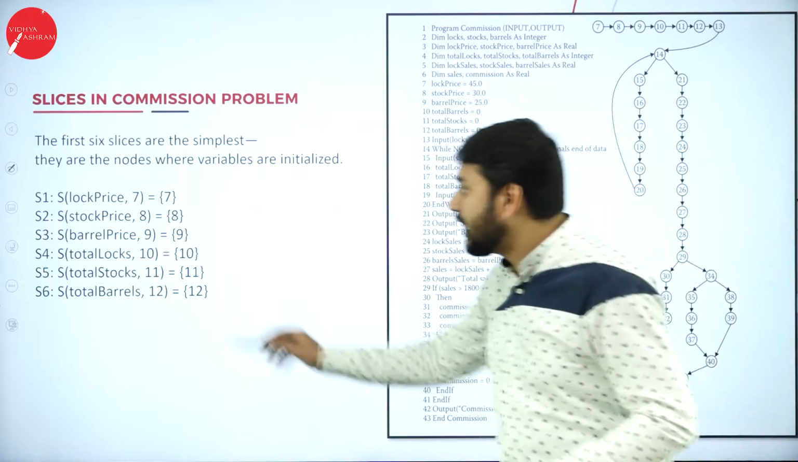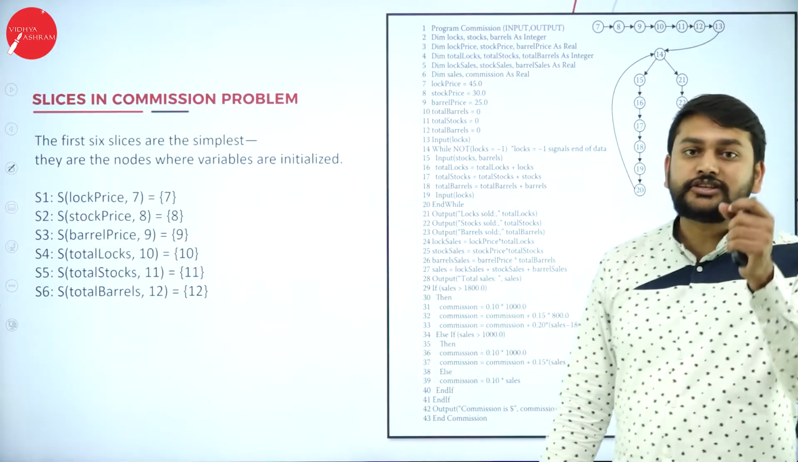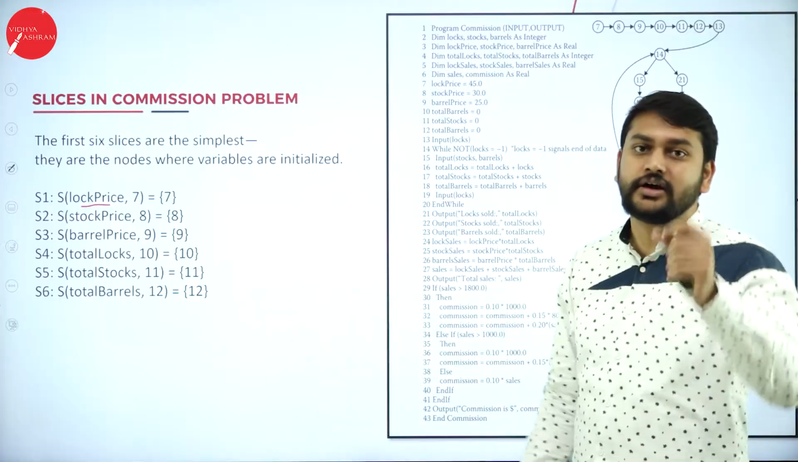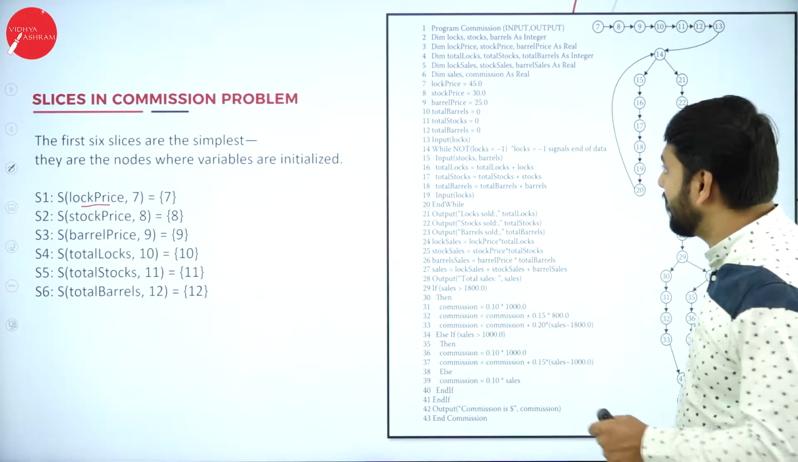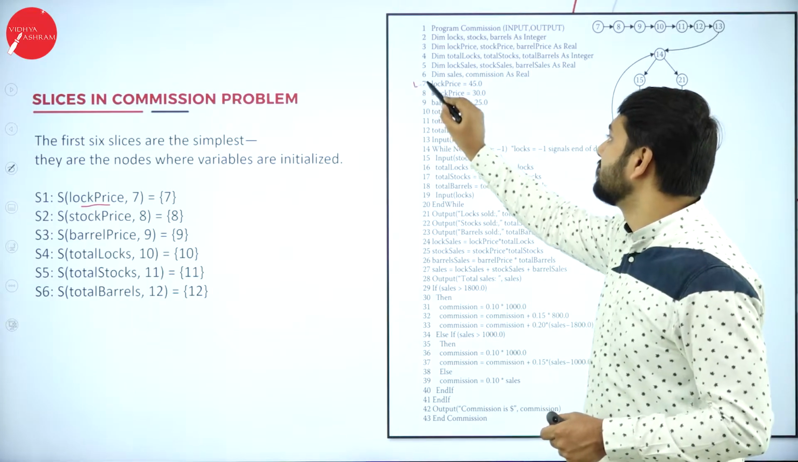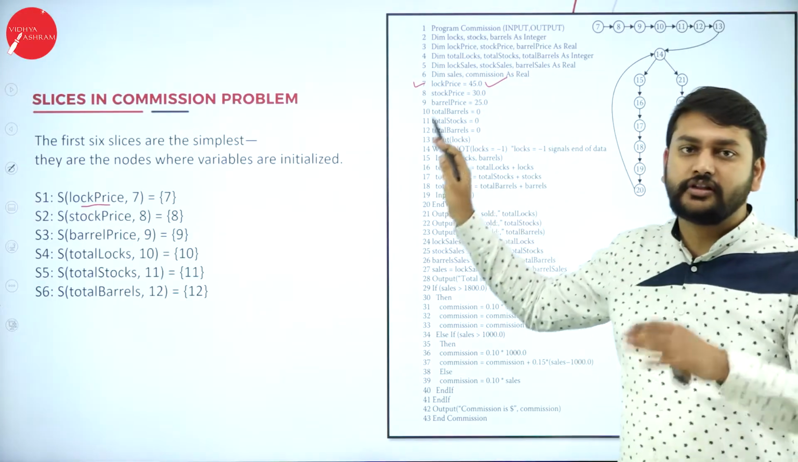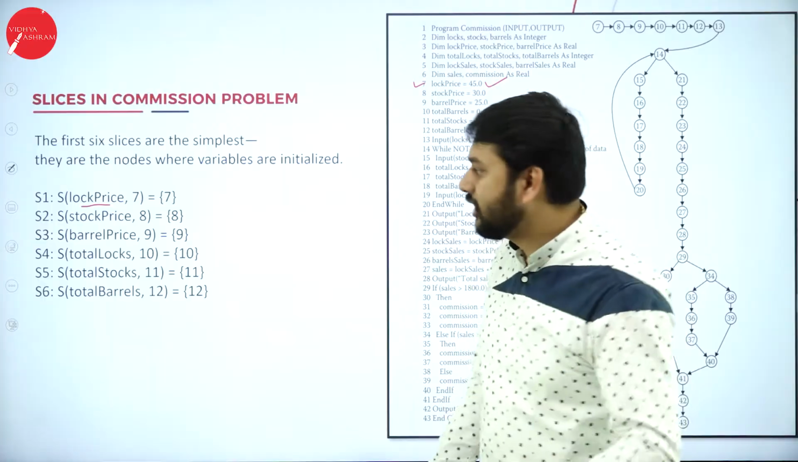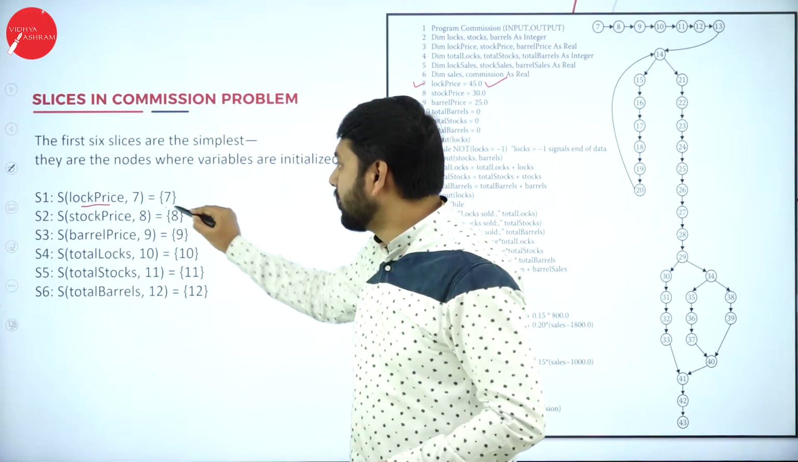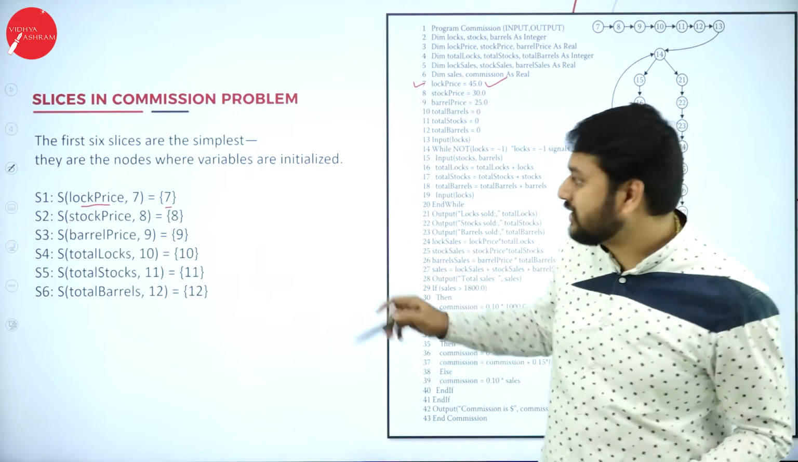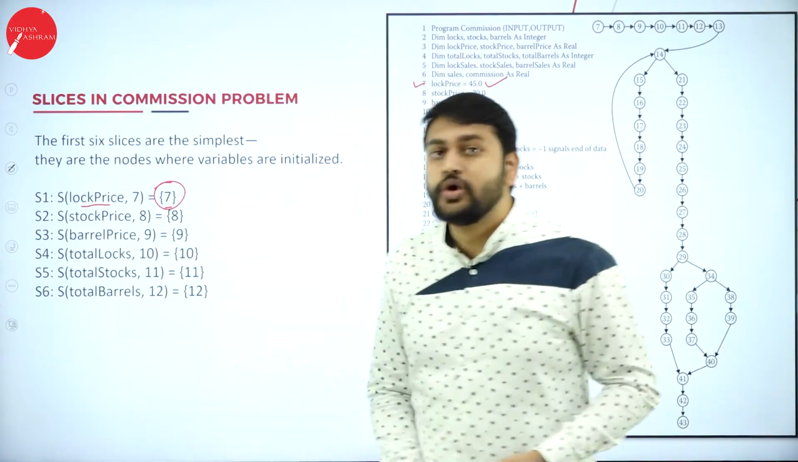Please understand what I have. Slice of log price. It is in node number, or line number, 7. Log price, I have just defined the variable. That's it. I have not done anything. In the same way, in the path I have only one node, that is 7. That's what you need to understand. This is the path that I would like to tell you.